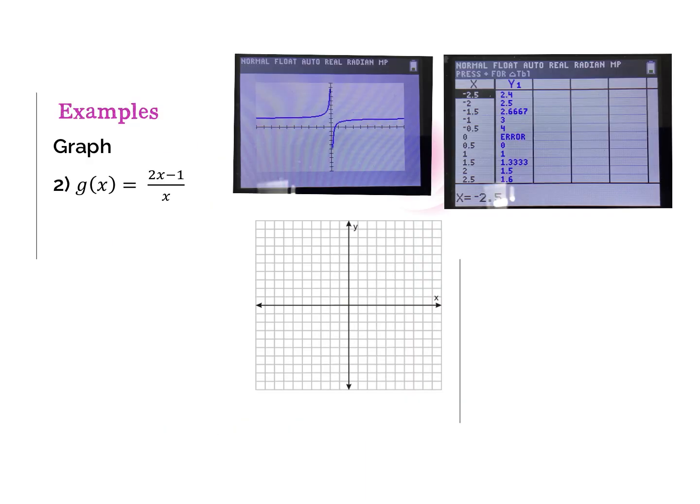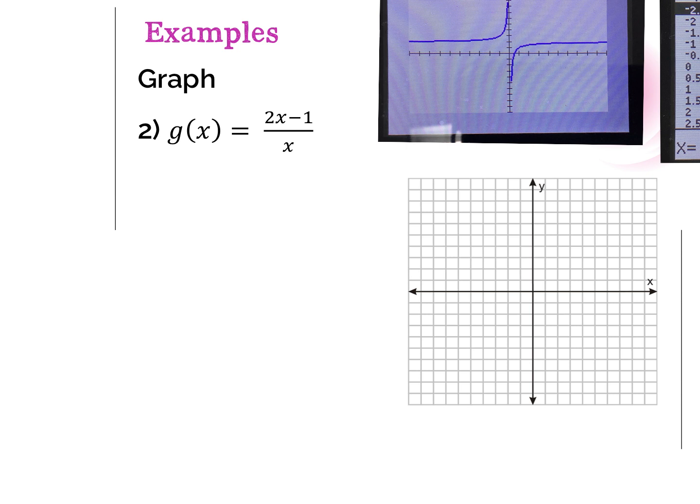Okay, so for this one, I've already keyed it into my calculator, but again, I'm going to go ahead and do all the calculations. So I'm going to do my horizontal asymptote first. For the horizontal asymptote, remember we look at the degrees. The numerator has a degree of 1, and so does the denominator. So remember, here we look at the leading coefficient. The leading coefficient of the numerator is a 2. The leading coefficient of the denominator is a 1. So it's going to be y equals 2 over 1, which is just y equals 2.